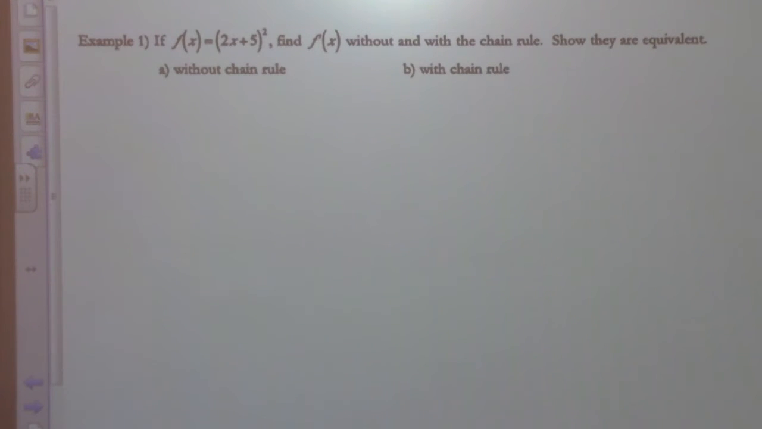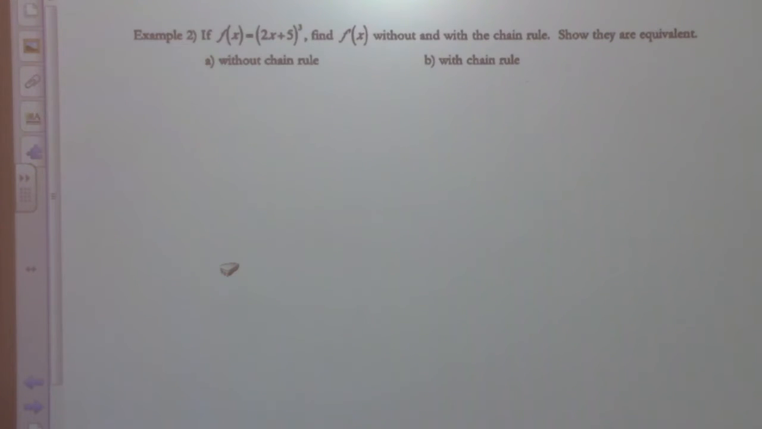There we go. And what happens is, I'm not even going to have you do this without the chain rule. I want you to do this with the chain rule. Go ahead and do this with the chain rule. To do it without the chain rule, you'd have to do a binomial expansion.